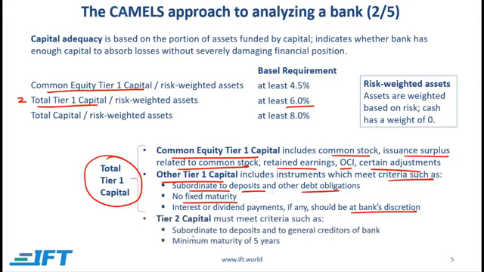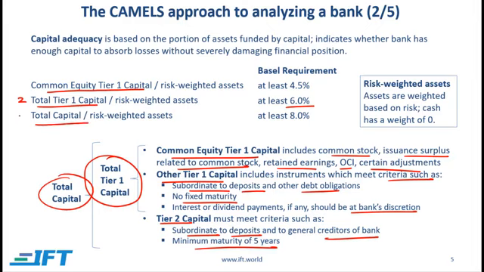And then we have Tier 2 capital, which must meet these criteria. The capital must be subordinate to deposits and to general creditors of the bank. The maturity must be at least 5 years. When we combine the total Tier 1 capital with Tier 2 capital, we have total capital, which is here in the third ratio. The Basel III requirement is that this should be at least 8%. In terms of assigning a capital adequacy rating, we can say that the higher the ratios, the better.